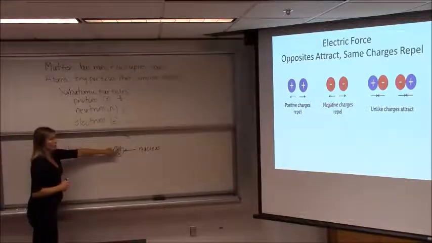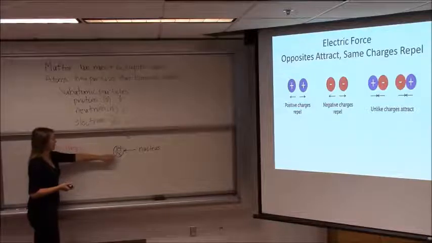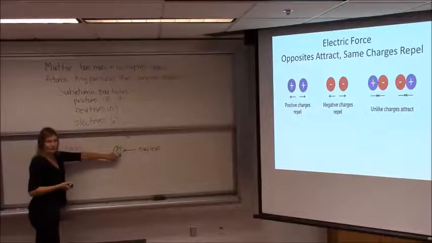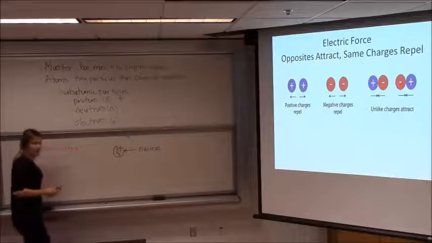So if we had two positive charges in the nucleus, they would tend to repel each other and that whole atom would fall apart. That's the role of the neutrons. The neutrons are going to separate those two positive charges and hold that atom together.